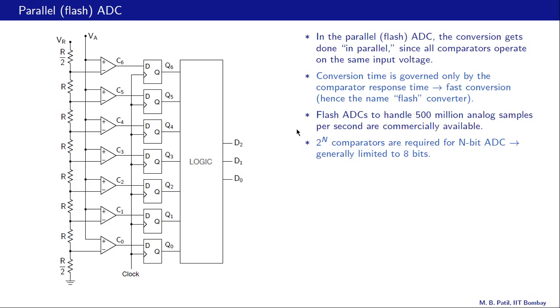What is the disadvantage? We need 2^n comparators, strictly speaking 2^n-1. For an n-bit ADC, here we have n equal to 3 and we require 7 comparators, which is 2^3-1. So as n grows, this number becomes very large, impractically large, and therefore these parallel or flash ADCs are generally limited to 8 bits.